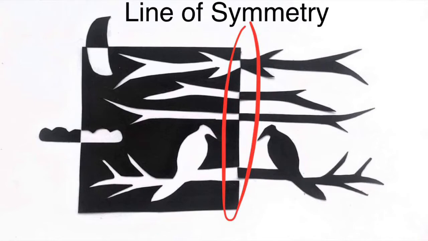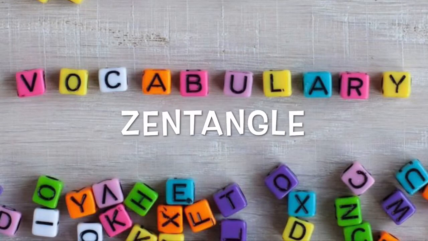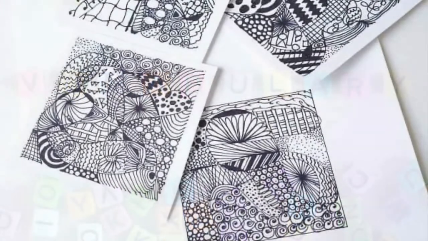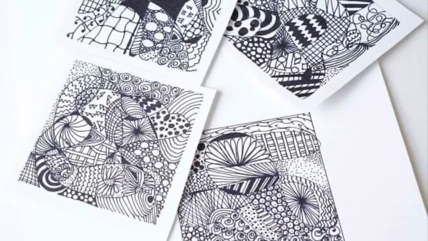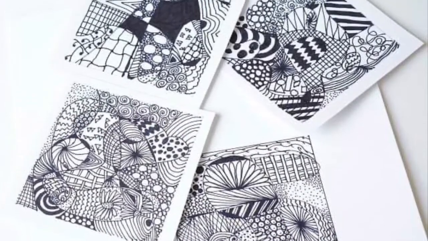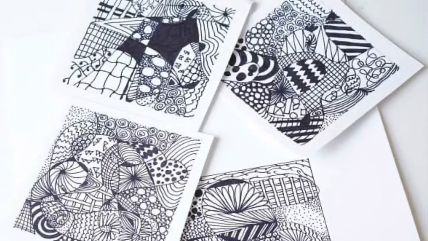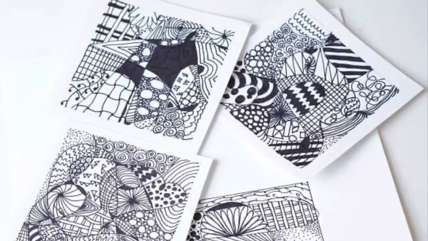And our final vocab word is Zentangle. Zentangle is a method for drawing which promotes concentration and creativity, and it also involves creating lots of beautiful patterns and designs, typically just done in black and white. We will be using all of these vocab words in this project.